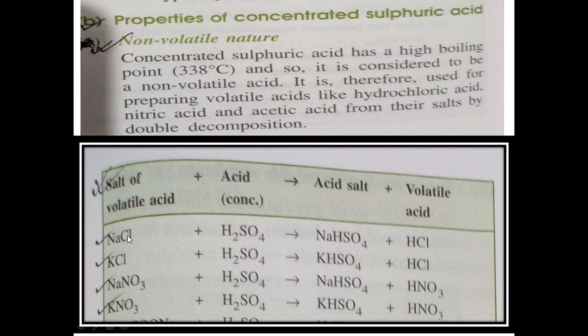If you use sodium chloride with concentrated sulfuric acid, then sodium hydrogen sulfate and hydrochloric acid will be formed. Potassium chloride gives potassium hydrogen sulfate and hydrochloric acid. Sodium nitrate gives sodium hydrogen sulfate plus nitric acid, and potassium nitrate gives potassium hydrogen sulfate plus nitric acid. This way concentrated sulfuric acid can be used for preparing volatile acids.